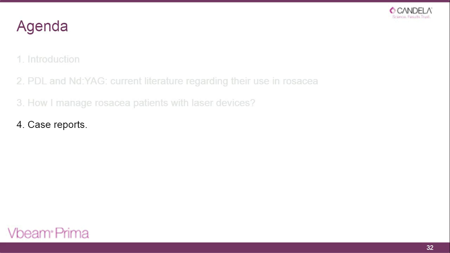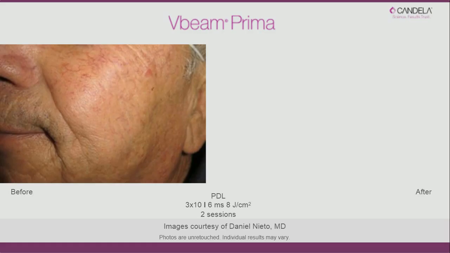Okay, so just to round it all up, I'm going to give you some examples of patients from my clinic with the parameters I use and the results I've got with the Vbeam Prima. This 55-year-old patient with telangiectasia, a pure form of rosacea, with these very low density areas of telangiectasia located in both cheeks. I used the 3 by 10 millimeter spot.